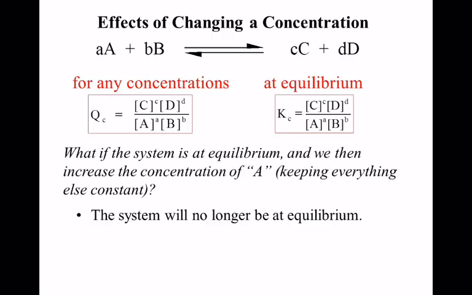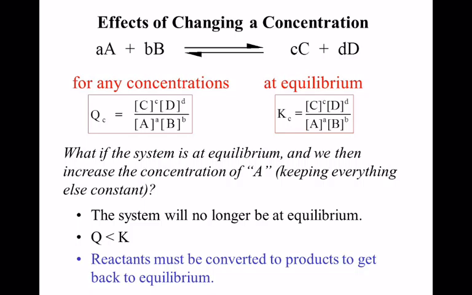Okay, so let's just say, like I said a minute ago, what if it's at equilibrium, minding its own business, and you sprinkle some more A in it? And you're going to keep the other reactant B the same, and you're going to keep the products C and D, you're not going to mess with them. By golly, if that's the case, you're going to increase that, and it's in the denominator, so you're going to decrease, does that make sense? Your Qc will go down.